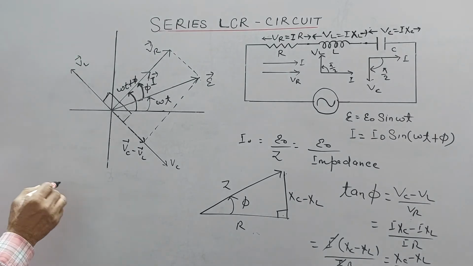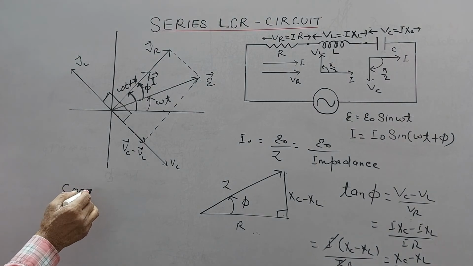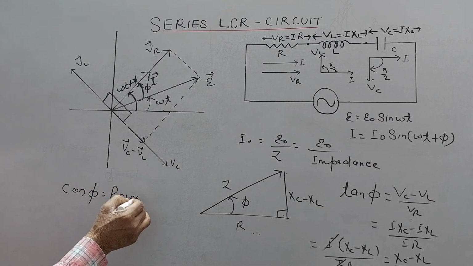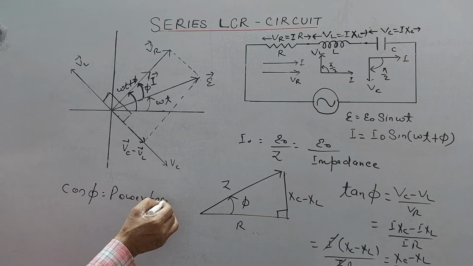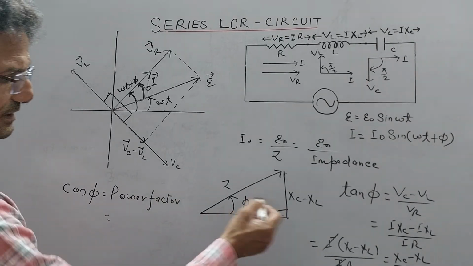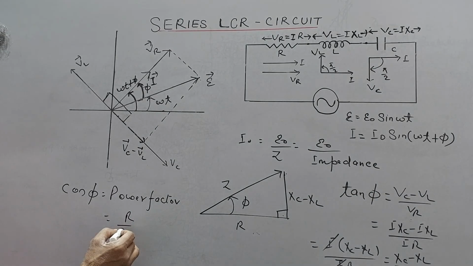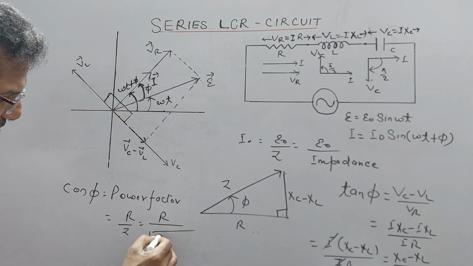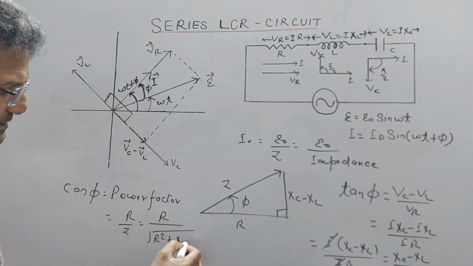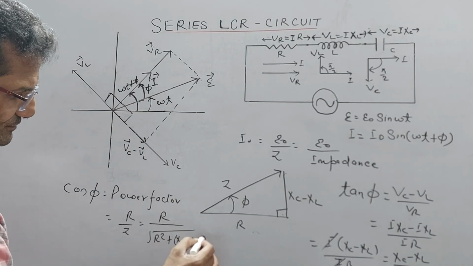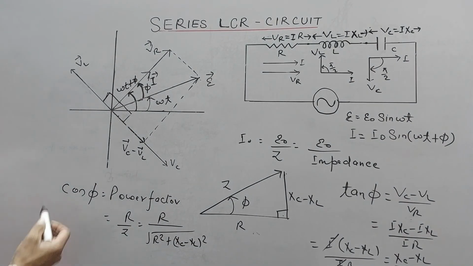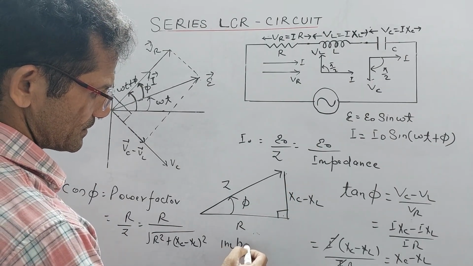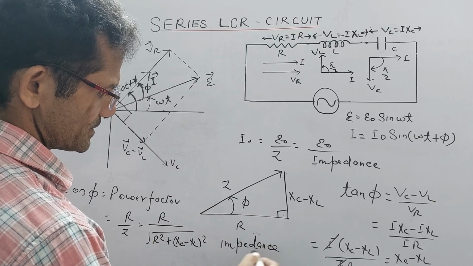Similarly, cos phi, also known as the power factor. Later we will study about this power factor of the LCR circuit. From here, cos phi equals R divided by impedance, where your impedance is equal to the square root of the resistance square plus XC minus XL whole square. This is the power factor. We can easily calculate it from this impedance triangle. This is your impedance triangle.